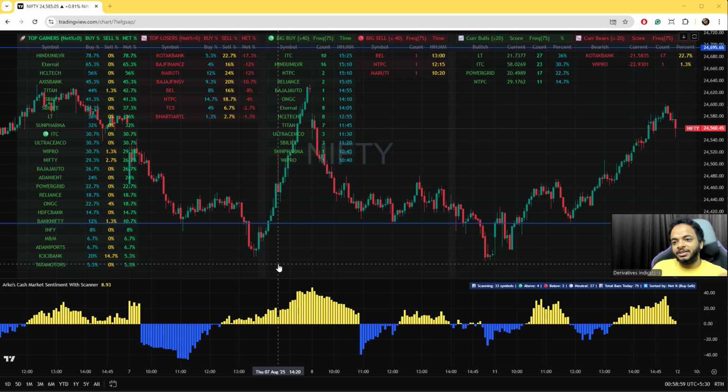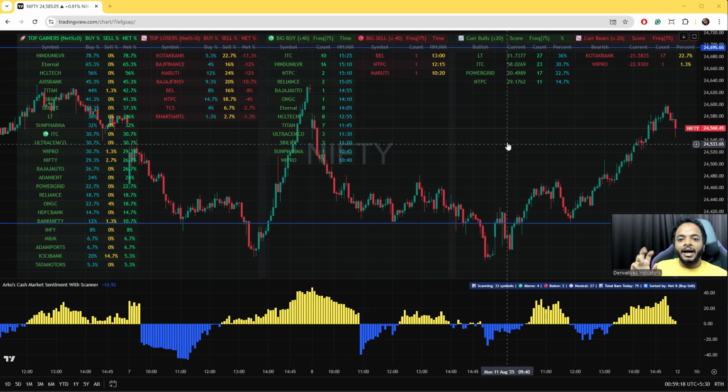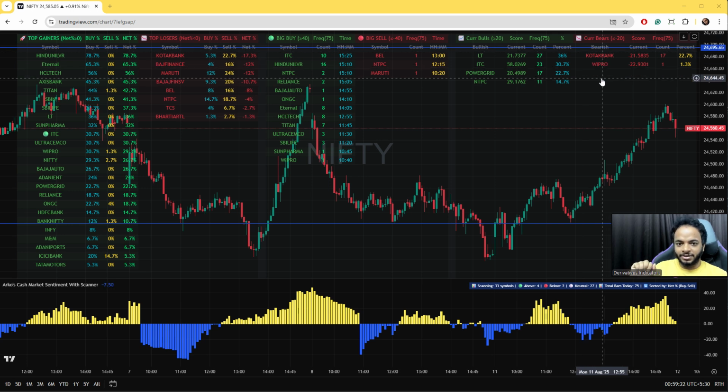So the very first section is the top gainers and the top losers. Okay, and along with it, you have the buy percent, sell percent, net percent. We are going to talk about what those are also, but that is the main section: top gainers and top losers. Then the next segment is the big buy and the big sell. Okay, and then the next segment, which is this one, is the current bulls and the current bears. Okay, so these are the three segments.